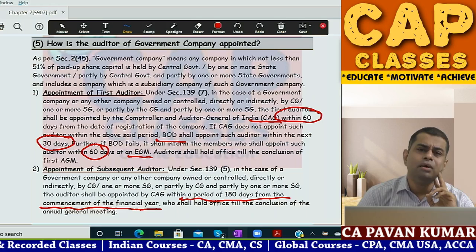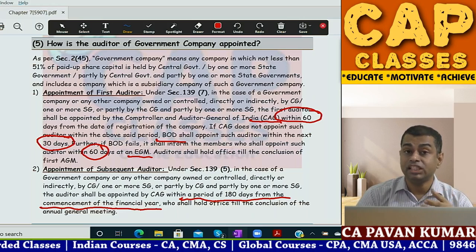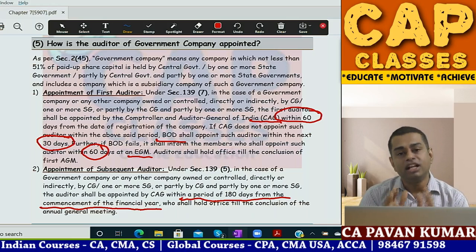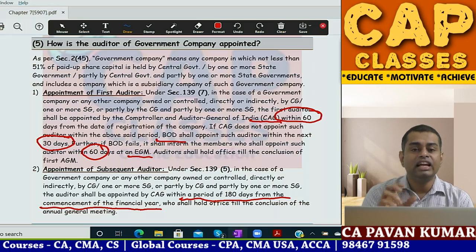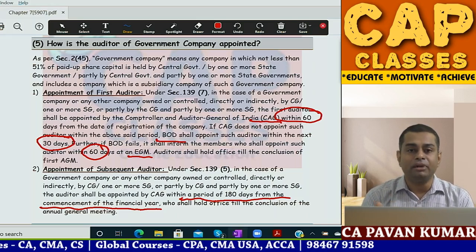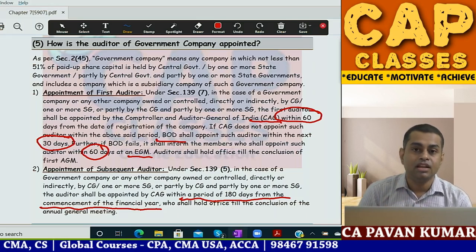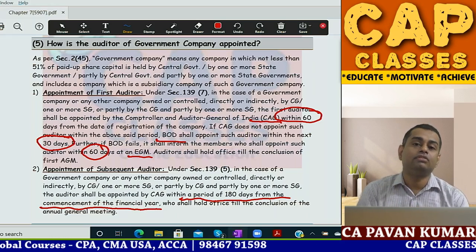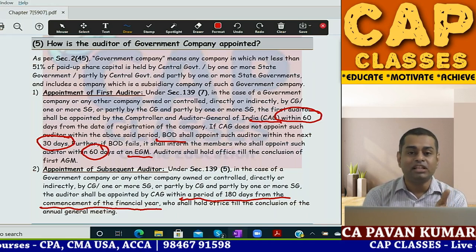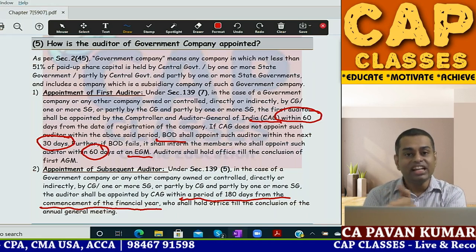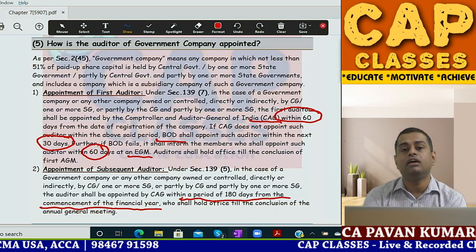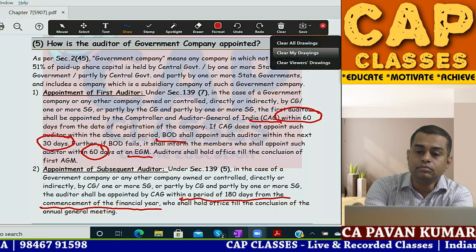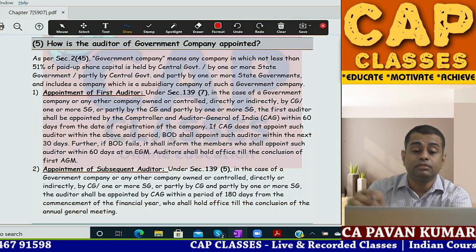Now, some students will ask, Pavan sir, why is there a difference between the appointment of auditor of a government company and a company other than a government company? My dear friend, both are the same. In a company other than a government company, you appoint or reappoint in the AGM, no? As per the Companies Act, the AGM shall be held within 6 months from the date of the balance sheet. The balance sheet date is 31st March. Within 6 months, you will convene the AGM and appoint or reappoint the auditor. It is the same, approximately 180 days. So there is actually no major difference. You understand? So this is the provision.